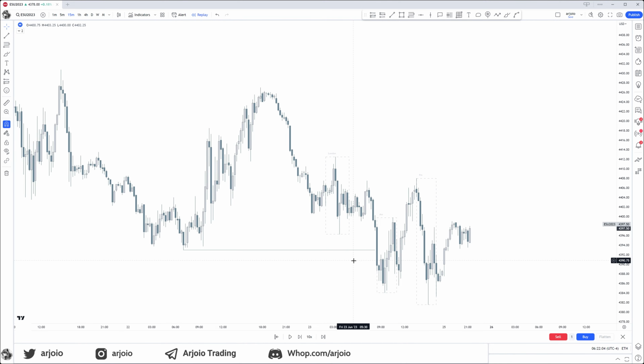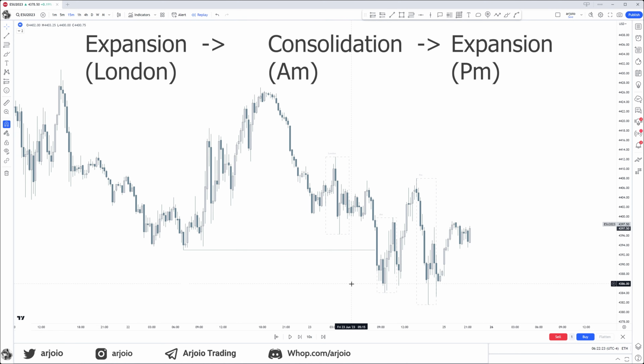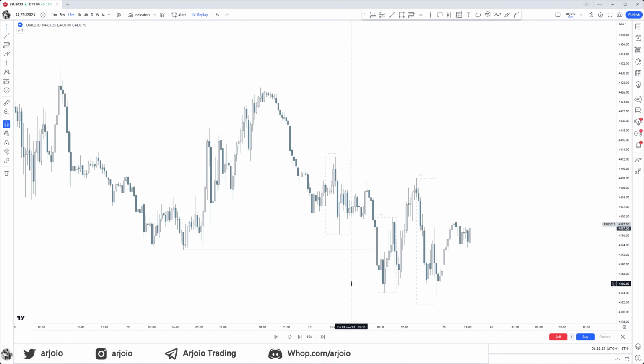And what you'll generally see is that PM session will be an expansion and will be more volatile. And that is exactly what we got right there. How can we explain this in terms of the kill zones we just explained? London expansion, AM consolidation again, PM expansion. But again, like I said in the beginning as well, these characteristics are a general rule of thumb.